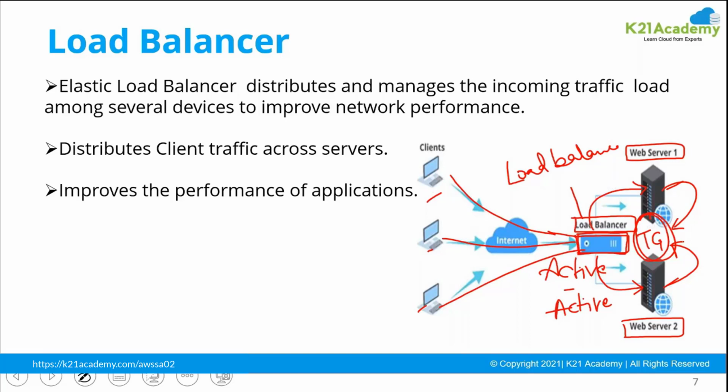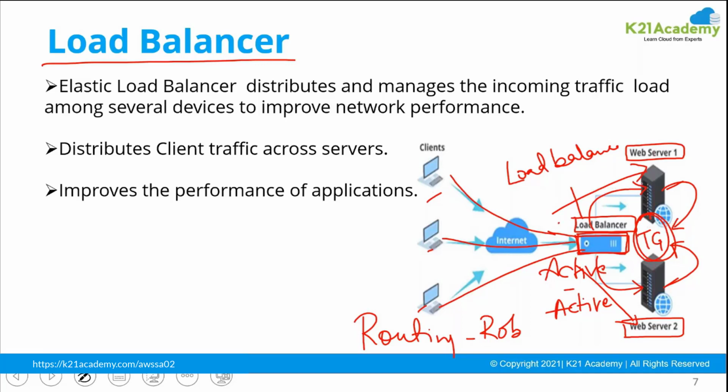So in Amazon, when we create a load balancer, we have two kinds of routing policies working for us. One is the round robin policy. What does round robin mean? One request will go to this server, the other will go to this server. Second, again this, again this, again this. So this is one type of policy that we have, known as the round robin policy.